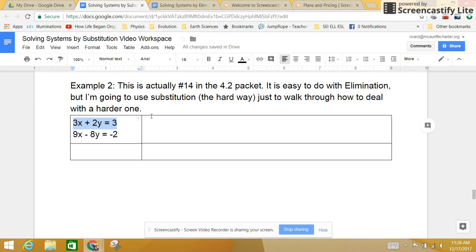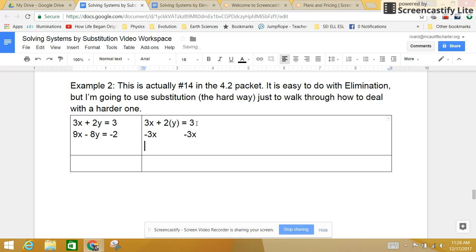I'm going to copy that over here into my workspace. It's very important with these problems to give yourself some room. I'm putting parentheses around the y to remind myself that that's what I'm solving for. I'm going to isolate that variable. My first step is to get rid of stuff that's around it, like the 3x. So minus 3x, and then I'm going to have a minus 3x here, and 3x minus 3x is 0, and I'm left with 2y equals -3x plus 3.